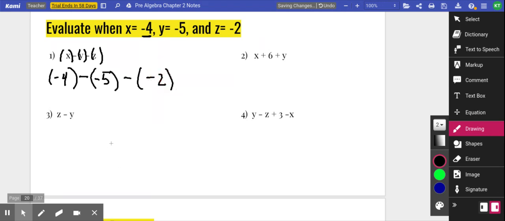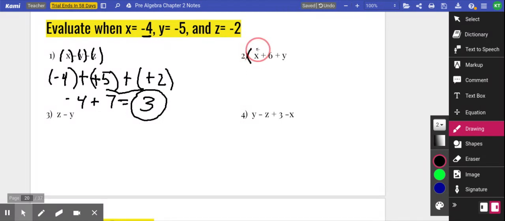Okay, I'm going to start by changing to additions and adding opposites. So I'm going to change this. Addition, opposite of negative 5 is positive 5. Change this to addition, opposite of negative 2 is positive 2. So 5 and 2 is 7. I have negative 4 plus 7. So they're opposite signs, subtract. 7 minus 4 is 3. 7 is bigger, the positive carries, and I'm left with that.